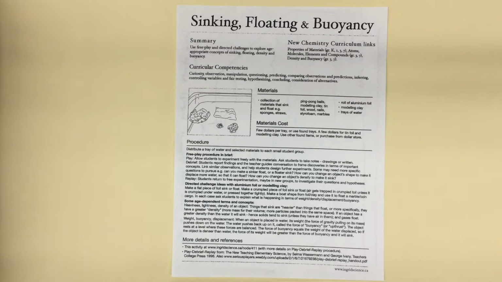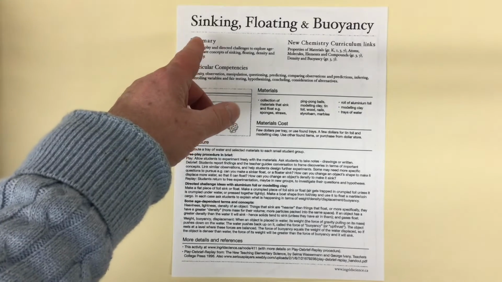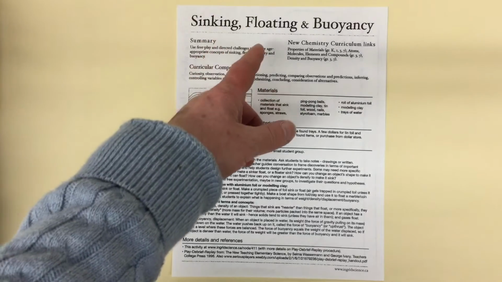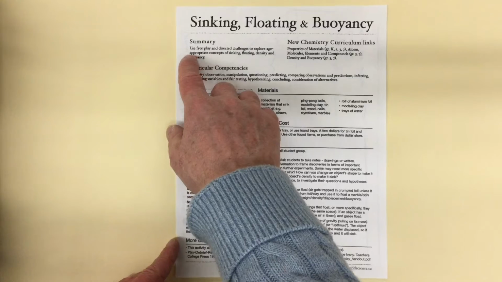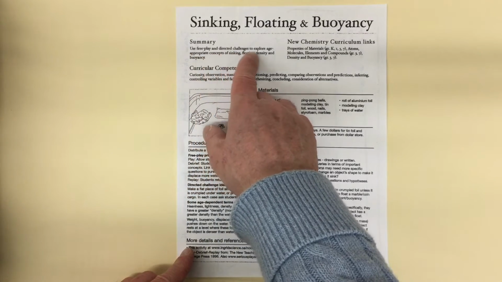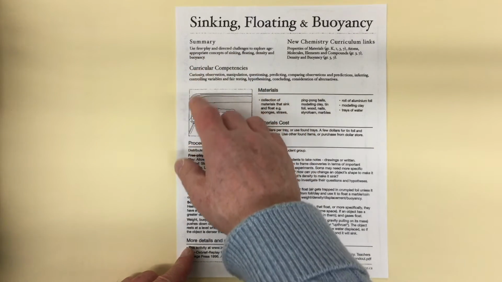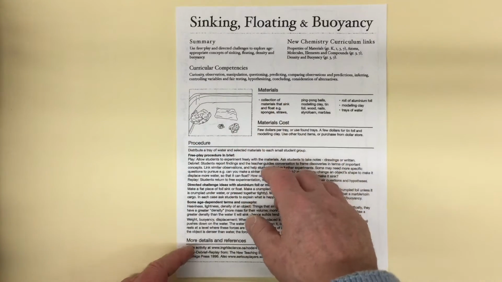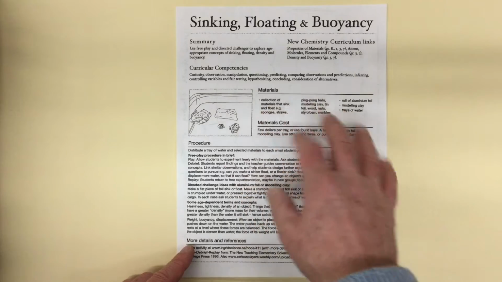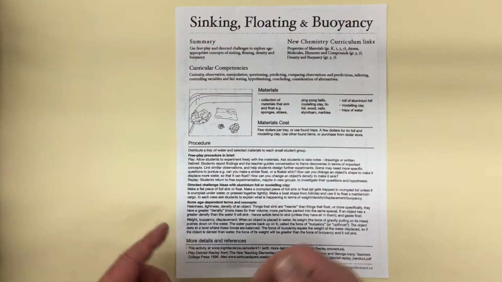So here we have a worksheet hands-on experiment to do with our theme unit on matter. And we're looking at some forms of matter, whether it has the ability to sink or float, whether it's buoyant, meaning it can stay afloat. So it says here for the summary, we're going to use free play and directed challenges to explore concepts of sinking and floating. So we're going to have a bunch of materials, a bucket of water, and then lots of different things that we can put into that container of water.